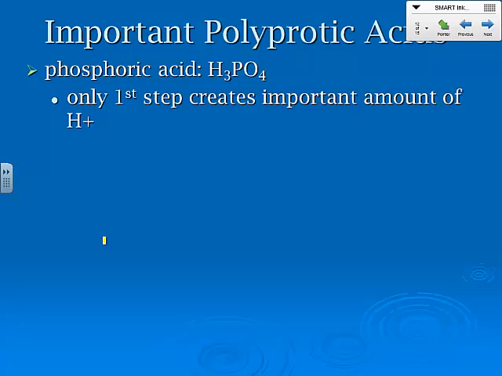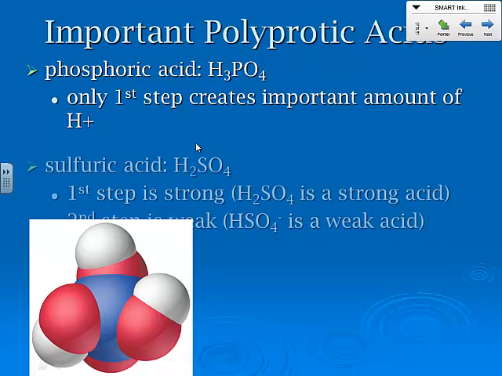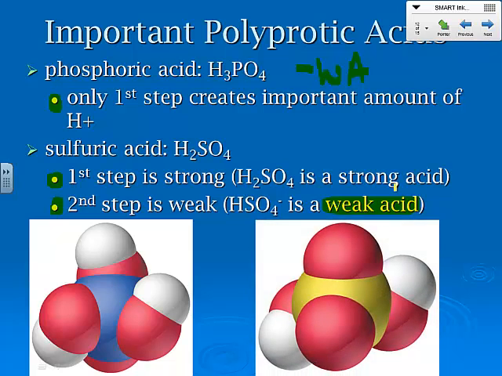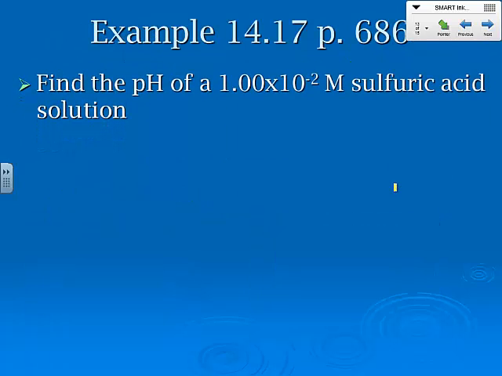Okay, so some polyprotics that are pretty important. Phosphoric: really only the first step creates an important amount of hydrogen ion. Sulfuric: the first step is a strong acid, the second step is a weak acid. These are really the most common polyprotics that we see. Remember, phosphoric is a weak acid to start with, so that's why only the first step really creates it. But we treat the hydrogen sulfate ion as a weak acid. So that's another reason where I haven't necessarily told you all the truth on these. And these are just ball and stick figures of those.